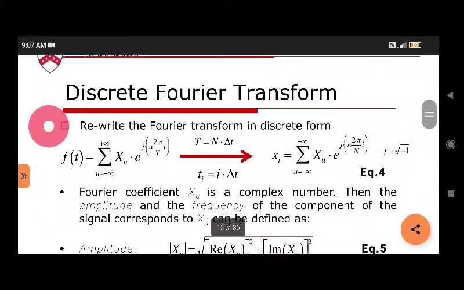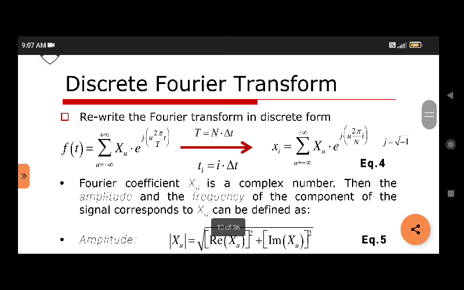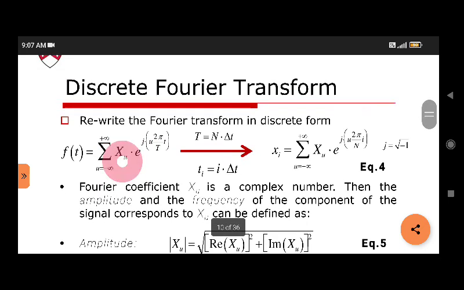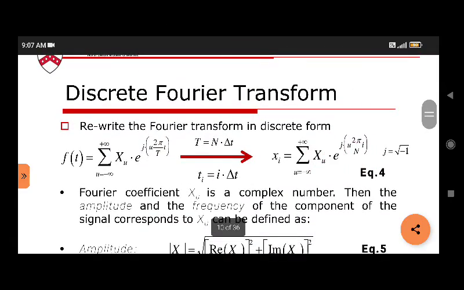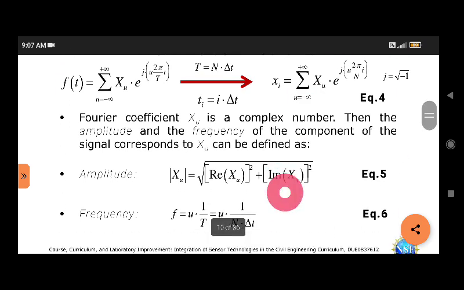So this is the discrete Fourier transform. That one was the continuous Fourier transform, and here is the discrete Fourier transform. Okay, so we rewrite the Fourier transform in discrete form. This is the original, and this one is the discrete Fourier transform. Okay, the Fourier coefficient X_k is a complex number, and the amplitude and frequency of the component of the signal correspond to X_k. So X_k can be defined like this.